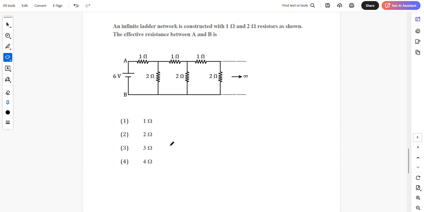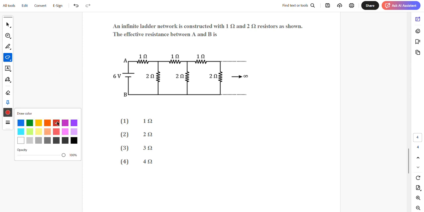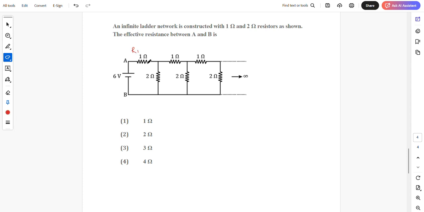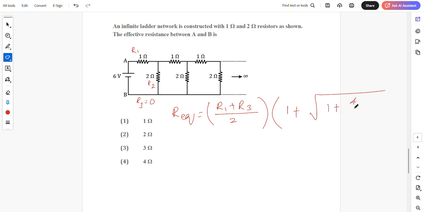Now next problem. Now 1 ohm, 2 ohm, again this is repeating. This one is how much? R1 is given, R2 is given, how much is R3 given this time? R3 is 0. Now use the formula. R equivalent is equal to R1 plus R3 by 2 into 1 plus square root of 1 plus 4R2 divided by R1 plus R3.